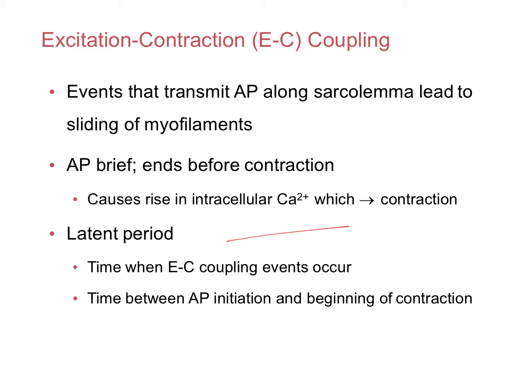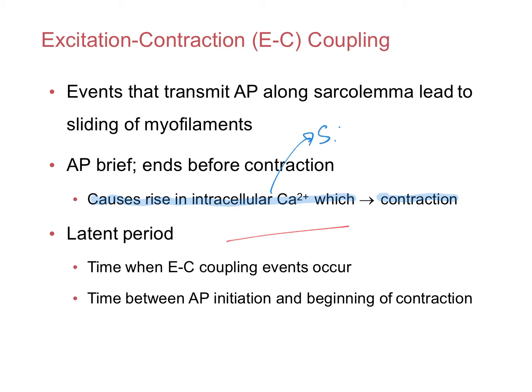So, action potential goes down the sarcolemma. It's pretty quick. It actually completes before contraction even starts. But the result of an action potential is that it causes a rise in intracellular calcium, which then leads to contraction. And where does that intracellular calcium come from? Where is it released from? What part of the cell stores and releases calcium?